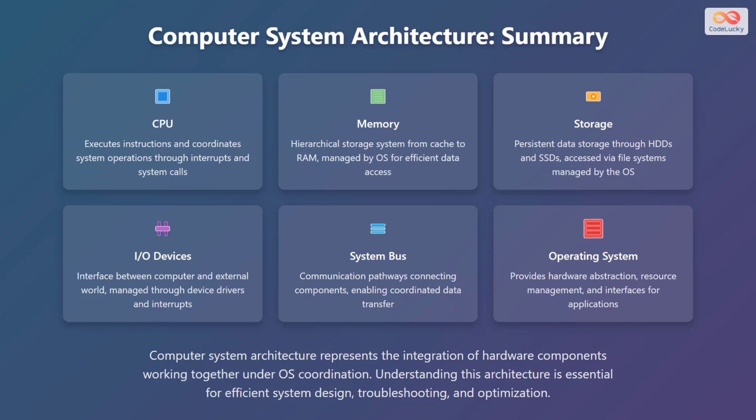The system bus provides communication pathways connecting components, enabling coordinated data transfer. The operating system provides hardware abstraction, resource management, and interfaces for applications. Computer system architecture represents the integration of these hardware components working together under operating system coordination. Understanding this architecture is essential for efficient system design, troubleshooting, and optimization.